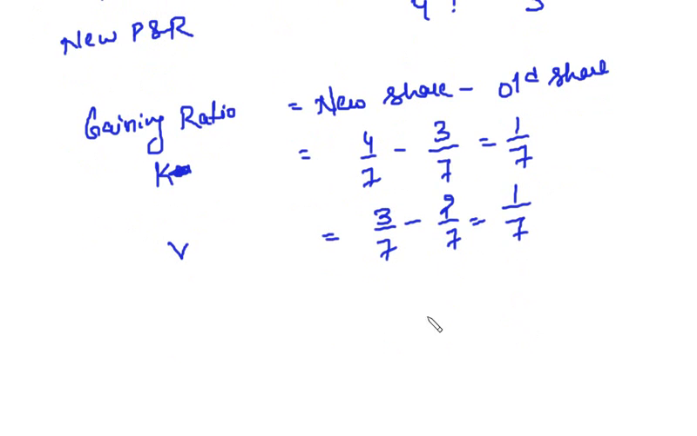So what is the gaining ratio? This comes to 1:1. That means whatever the goodwill payment is to be made to the retiring partner, that will be shared equally by the partners.